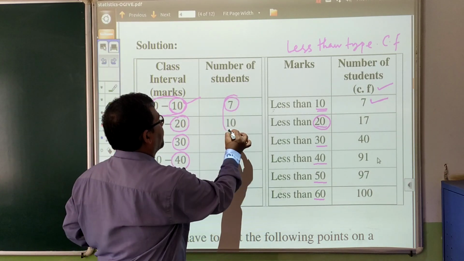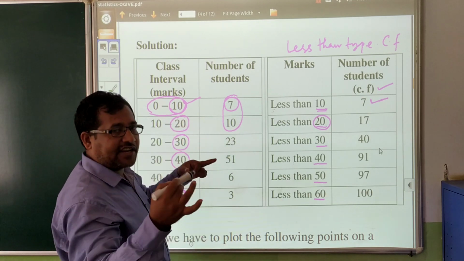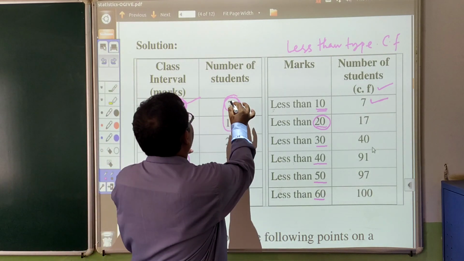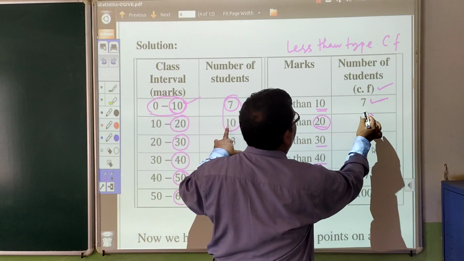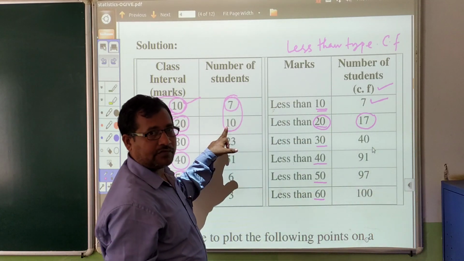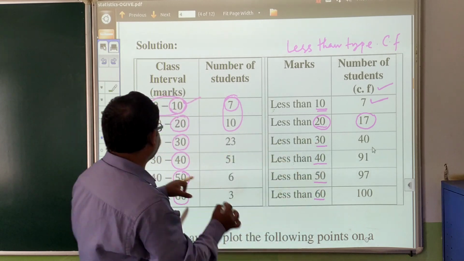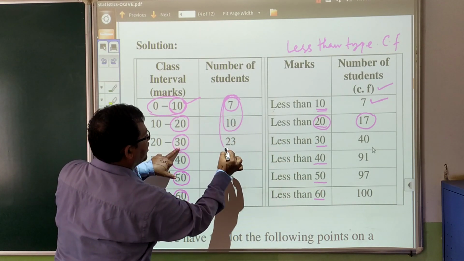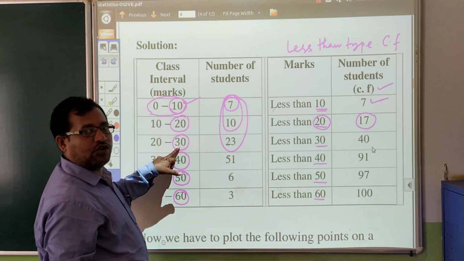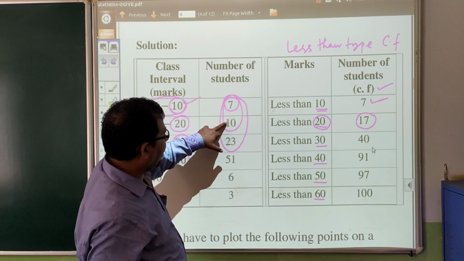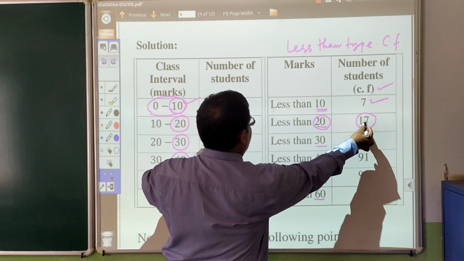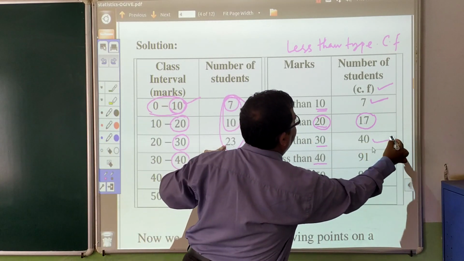So, the total number of students which are in between 0 to 20, or you can say less than 20, will be 7 plus 10 equal to 17. Similarly, less than 30. Less than 30 means 0 to 30. That means all these three frequencies will be added. So 7 plus 10 plus 23. 7 plus 10 we have already added, 17. So 17 plus 23 will be 40.